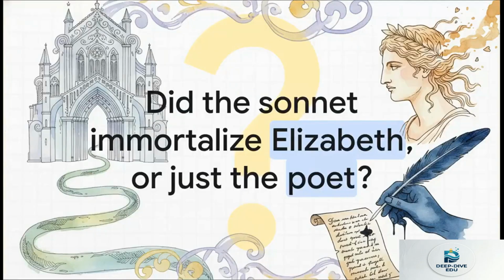Which leaves us with this final really interesting question to ponder about this cunningly made little world. We know Spenser built an incredible architectural structure with his unique rhyme scheme. We know he crafted a beautiful narrative pushing back against mortality. But did this masterpiece truly immortalize the woman it was supposedly written for? Or did it just immortalize the genius of the man who built it? Definitely something to think about the next time you read a love poem.